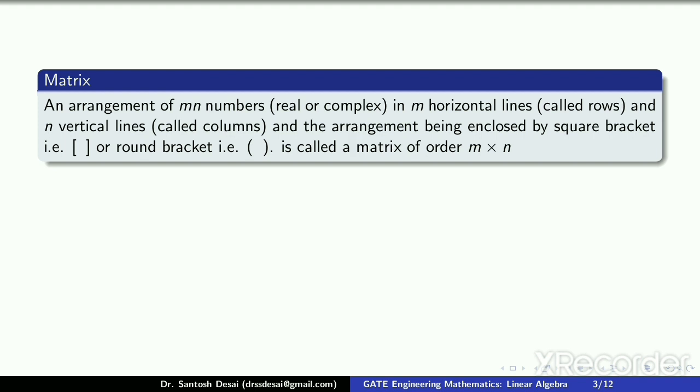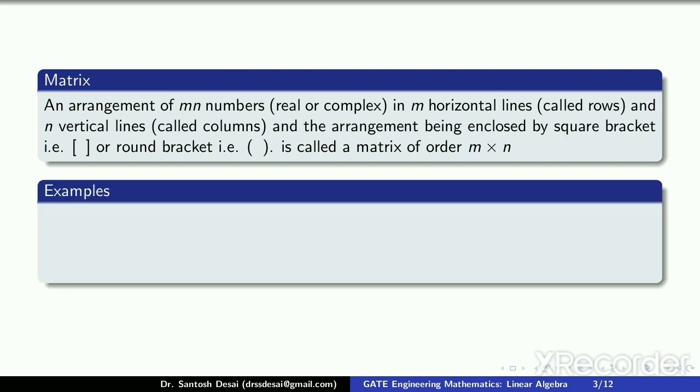An arrangement of mn numbers in m horizontal lines and n vertical lines, and the arrangement being enclosed by square bracket or round bracket is called a matrix of order m by n. Here we note that horizontal lines are also called rows and vertical lines are called columns.